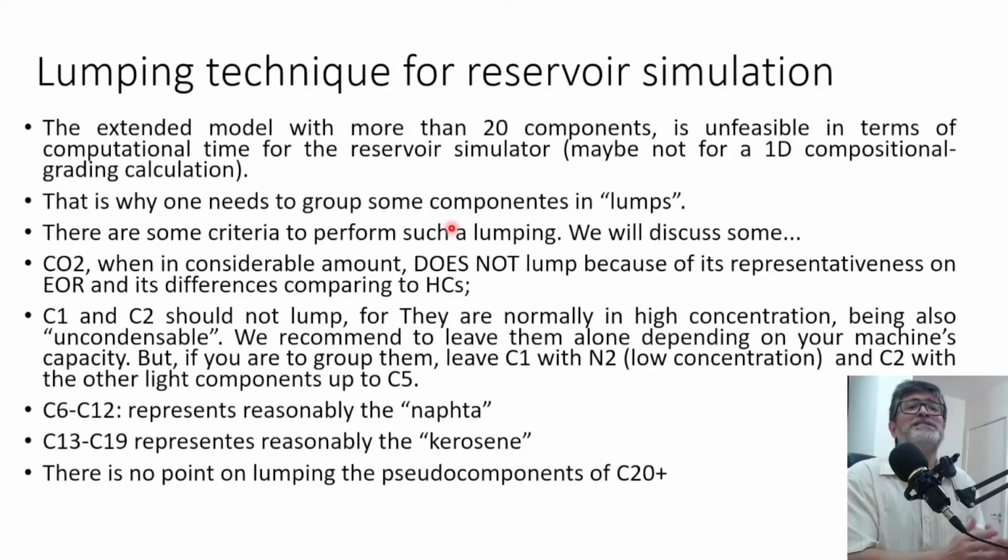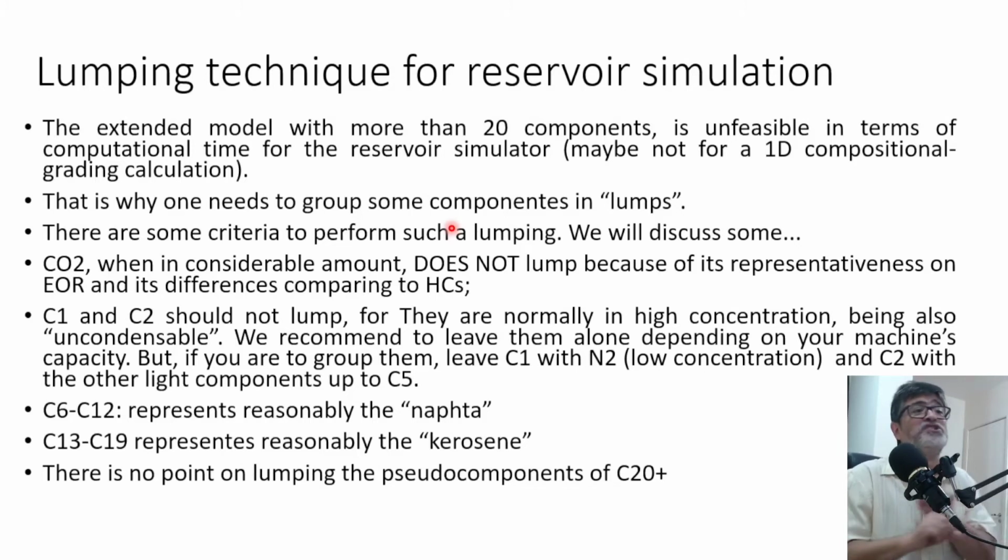A lumping like C6 to C12 represents very reasonably the naphtha, which is a refining fraction. It will make up the gasoline pool. And so I think it's important to make up a lump that will represent some refining fraction. And C6 to C12 represents very well the naphtha. Okay? C13 to C19 represents reasonably the kerosene. So I think it's worthy to deal with this kind of lumping. To take C6 to C12 and then C13 to C19.